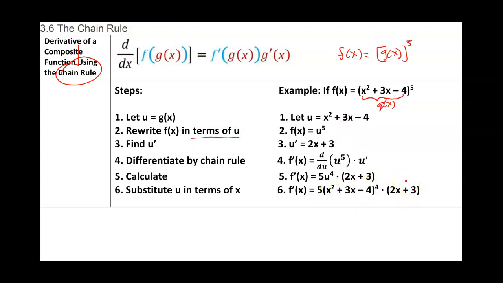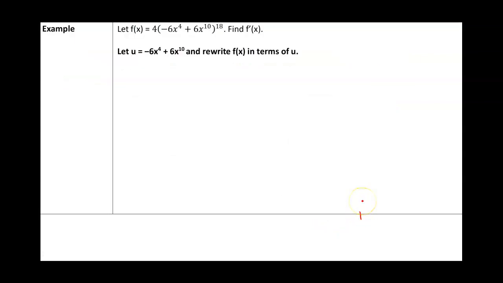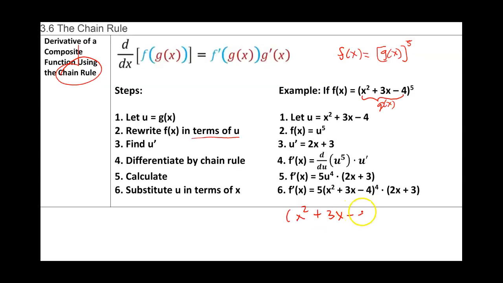Now this is kind of a long way of doing it. As you get better and better at these, you don't have to do the u substitution. So for example, one way to do it, the other way to do it rather, we have x squared plus 3x minus 4 raised to the fifth. This is f of x.